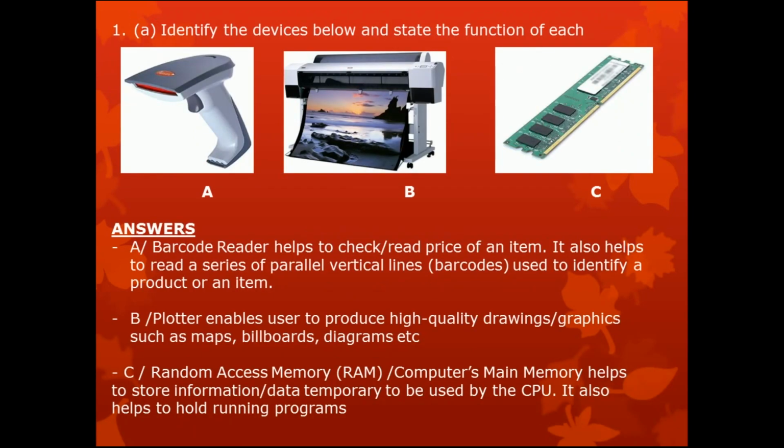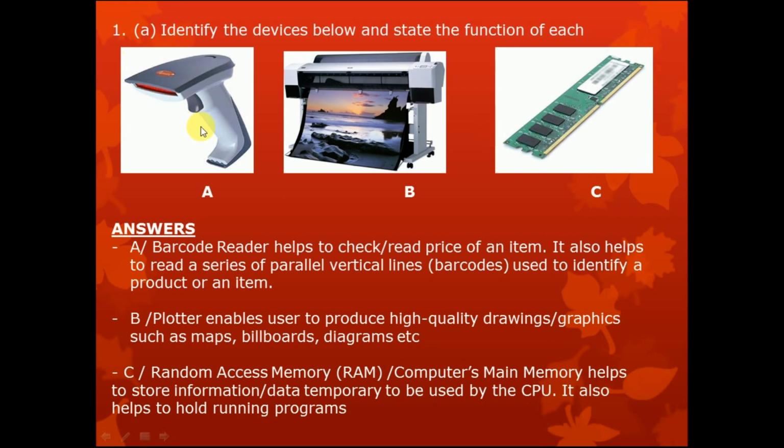Question 1 A. Identify the devices below and state the function of each. The first one is barcode reader or barcode scanner. And this one is called plotter. This one is called random access memory or computer's main memory. Simple, just write random access memory.